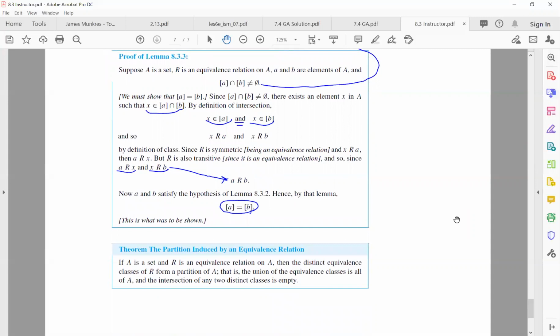And finally, theorem, the partition induced by an equivalence relation. If A is a set and R is an equivalence relation on A, then the distinct equivalence classes of R form a partition of A. That is, it means that the union of equivalence classes is all of A, and the intersection of any two distinct classes is empty.